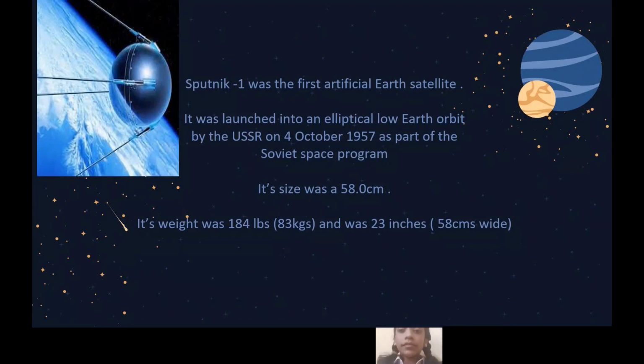Sputnik 1 was the first artificial Earth satellite. It was launched into an elliptical low Earth orbit by the USSR on October 4, 1957 as part of the Soviet space program. Its weight was 184 pounds, 83 kgs, and it was 23 inches, 58 centimeters wide. This is the picture of Sputnik 1.